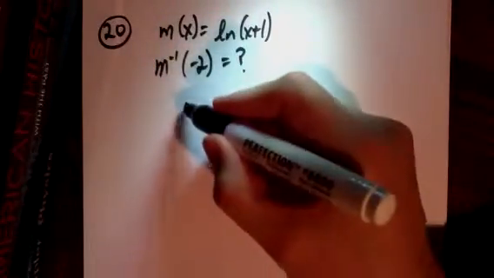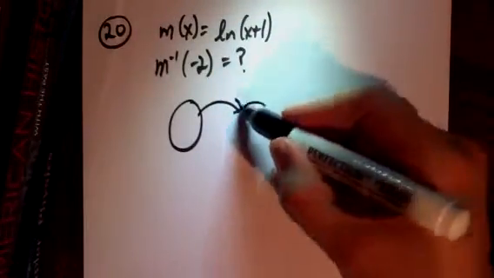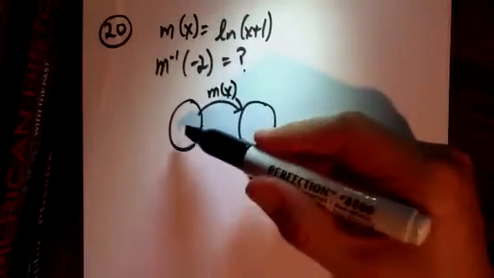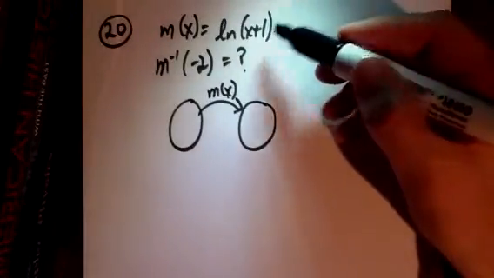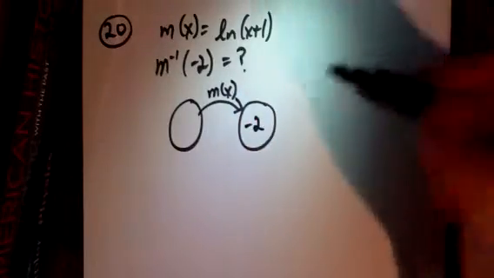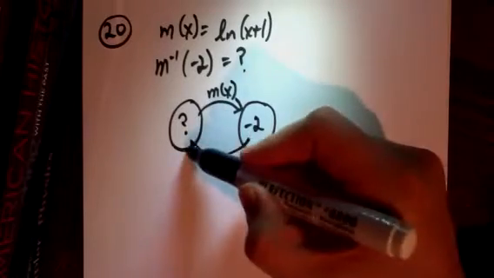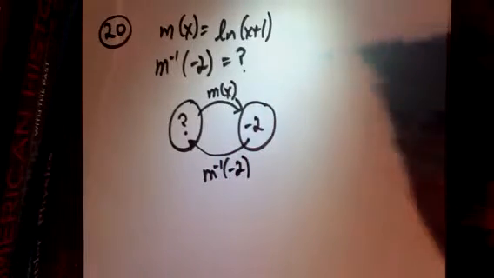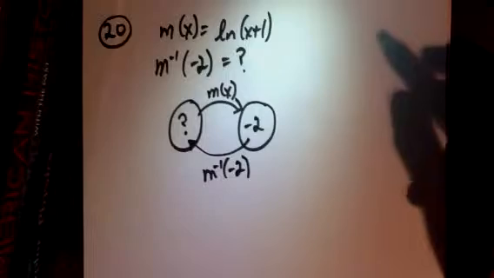So if you've got your function here, mapping inputs to outputs for m of x, which we have the formula for. When the output is -2, the question is what was the input? That'll be the same as evaluating m inverse at -2, x equals -2.